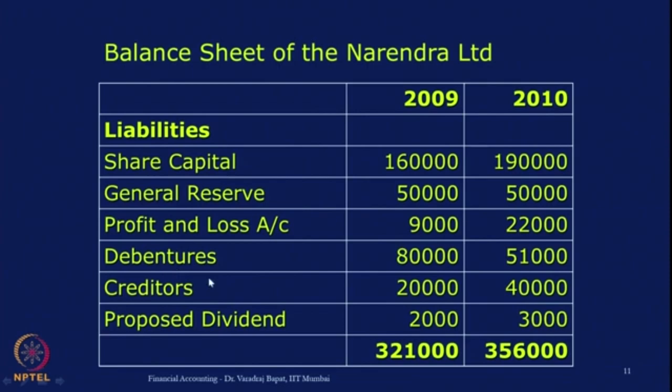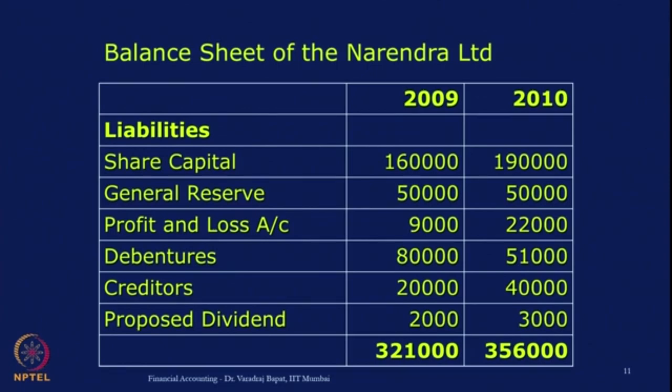Next is debentures. The debenture balance has reduced from 80,000 to 51,000. Now, you will categorize it as which type of item? See, some movement has happened. There is a decrease in the balance. So, we must have redeemed the debentures. That means we have paid money and cancelled part of the debentures of how much amount? 29,000, which is the difference.